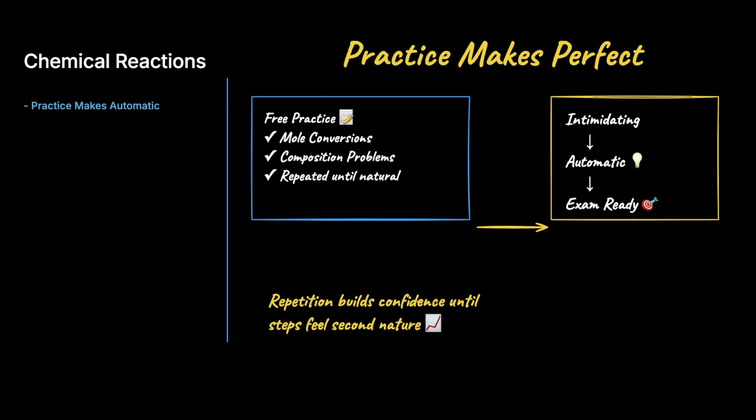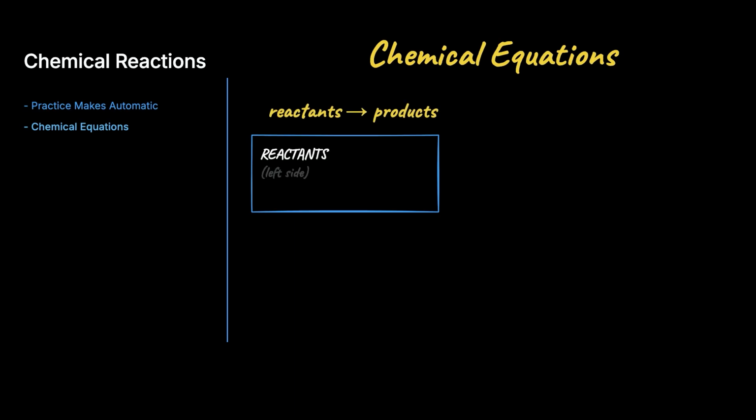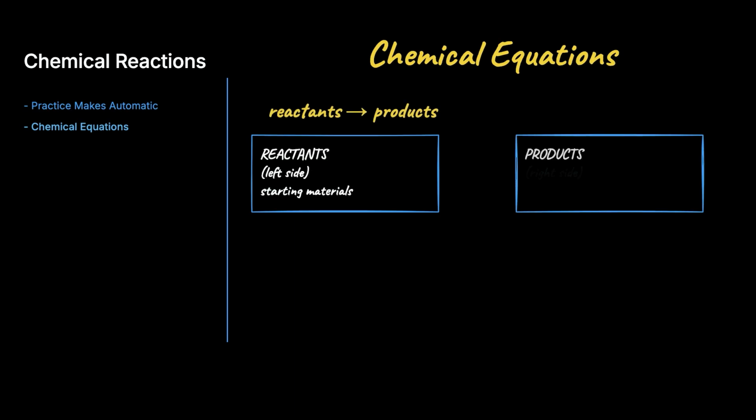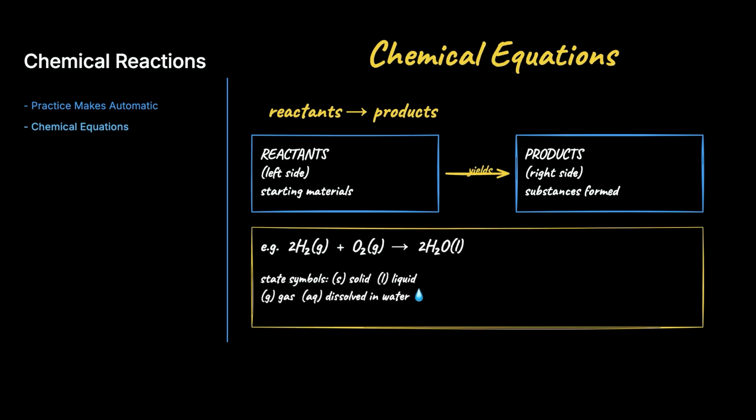Now let us bring atoms together and watch them react. A chemical equation is a symbolic recipe. The starting materials, called reactants, sit on the left and the products they form sit on the right, with an arrow meaning yields.